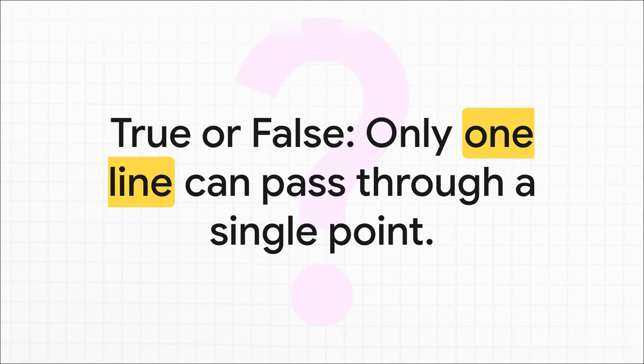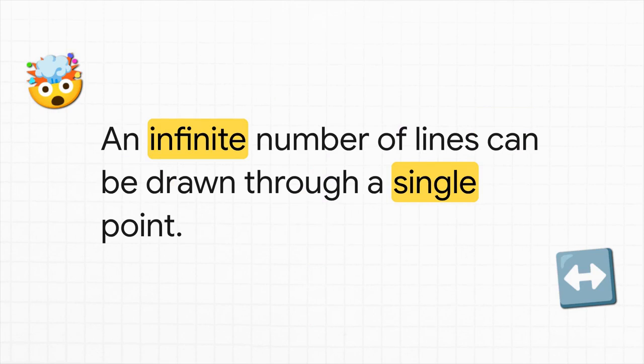What do you think? That one's actually false. Think about it. You can take a line and pivot it around that single point like the hand of a clock. You could draw an infinite number of lines, all passing through that same exact spot.